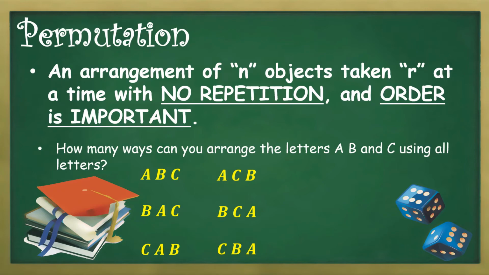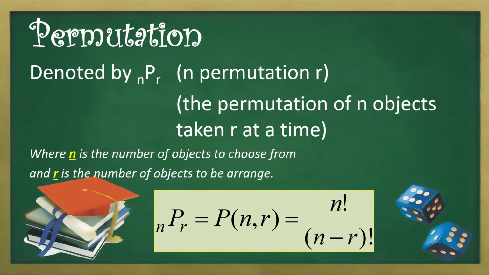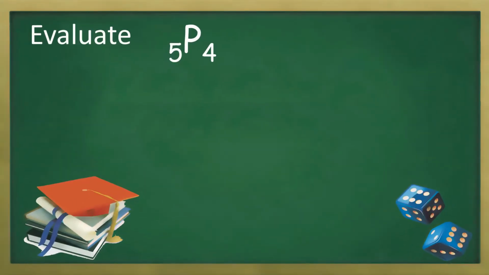So how do we solve permutation? The permutation, which is normally denoted by nPr or sometimes P(n, r), read as n permutation r, or the permutation of n objects taken r at a time, where n is the number of objects to choose from and r is the number of objects to be arranged, is equal to n factorial over (n minus r) factorial. So whenever you solve for permutation, you're just going to use the formula n factorial over (n minus r) factorial.